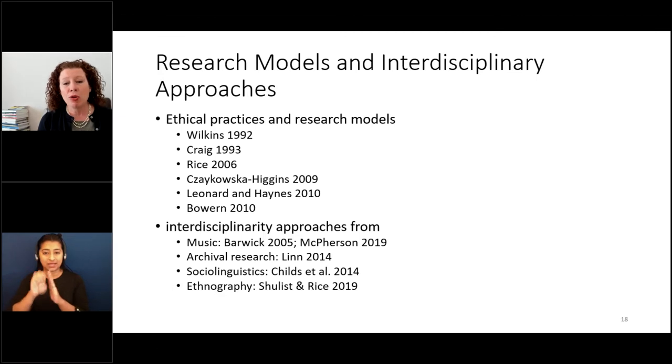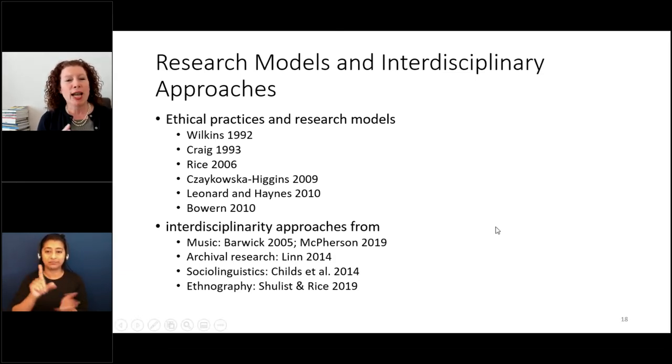That's a paper I know I've drawn upon in order to put into my IRB applications that when I'm doing collaborative language documentation and revitalization projects, people typically want to be named, and to give people the option to be named, whereas, you know, IRBs aren't familiar with that kind of mode. Czaykowska-Higgins 2009, again, a really canonical paper for community-based participatory research, language research, that's in Language Documentation and Conservation. Leonard and Haynes 2010. Bauer in 2010 is another paper on IRBs that appeared in Language.